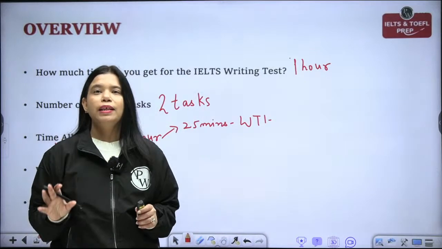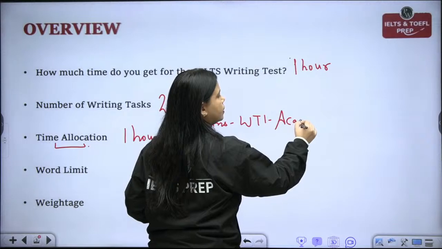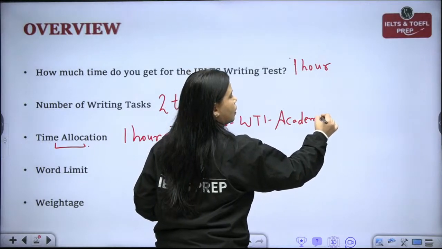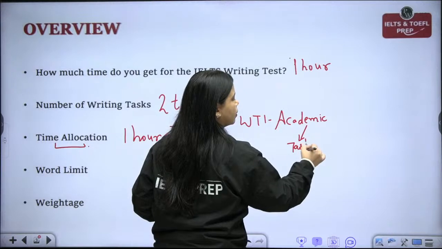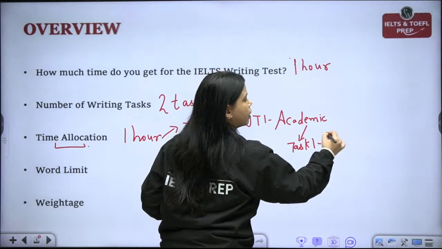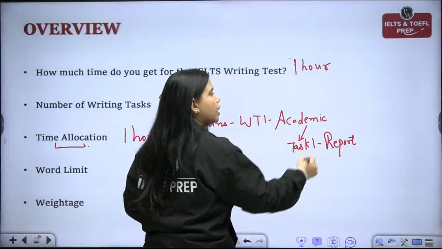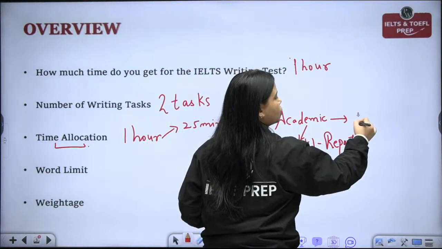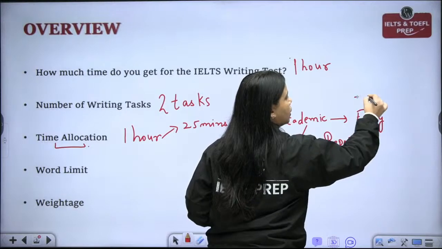20 may be challenging. So for academic IELTS aspirants, your IELTS writing task 1 is going to be report writing. But your IELTS writing task 2 is going to be essay writing, and that is exactly what we are diving deep into today.